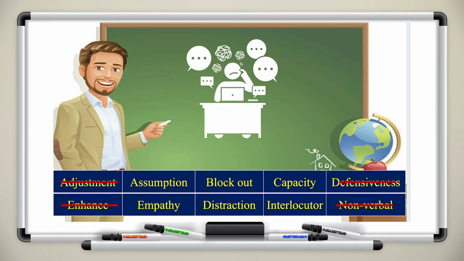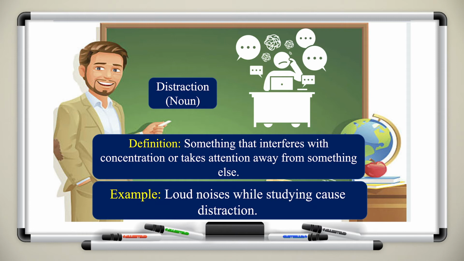As you can see in this picture, a man is trying to work, but he can't work because of the surrounding environment. So, this picture refers to the word distraction. The definition is something that interferes with concentration or takes attention away from something else. Here's an example. Loud noises while studying cause distraction.